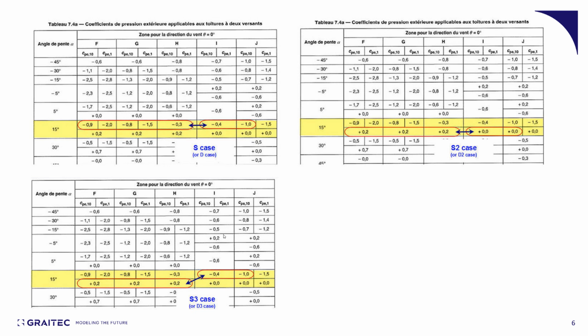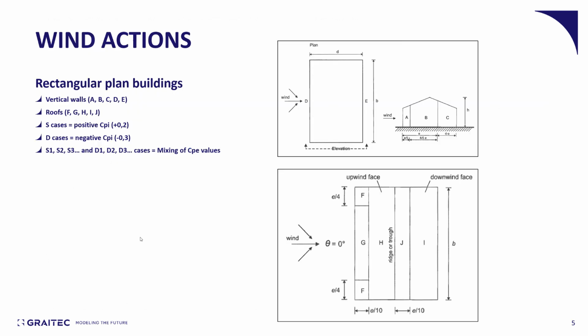So this is only for the external pressure coefficient. And then you have to combine that with the sign of the internal pressure, which can be either positive or negative. So you see, for a single wind direction, you have multiple outcomes to consider. But fortunately, all these outcomes are automatically handled by Advanced Design.